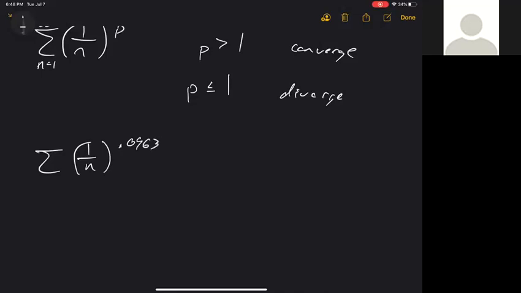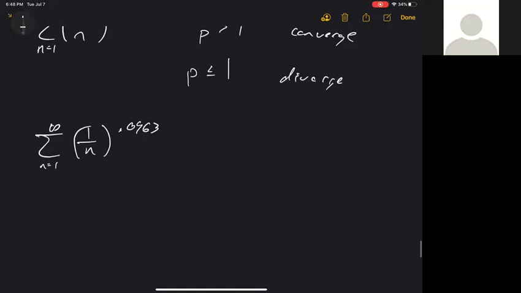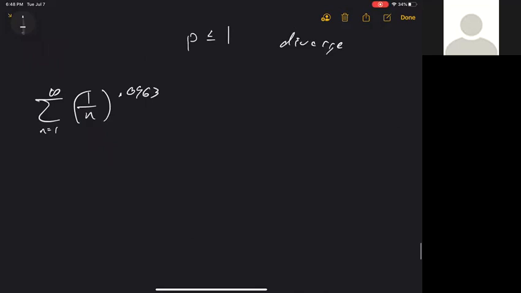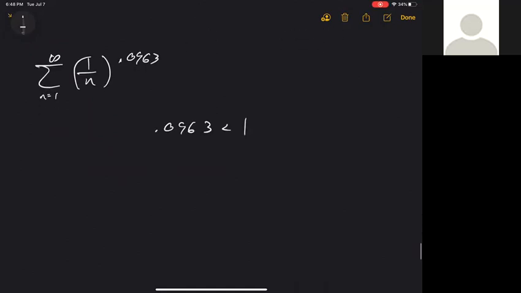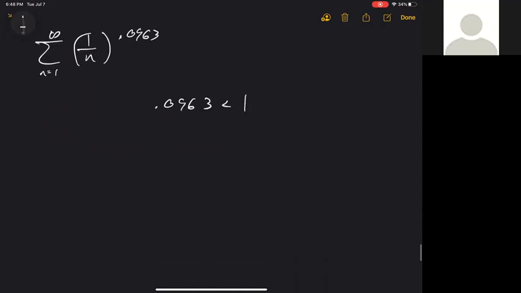0.0963, something like that, maybe it looks kind of intimidating, but it's really simple to check whether this converges or diverges. You just say, okay, 0.0963 is less than 1. So you should say this diverges. Let's look at the exact name of the series if it even has one. I just always call it by p-test, but maybe there's a better name for it.